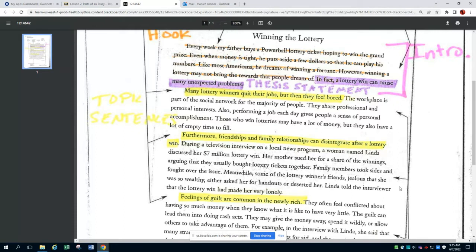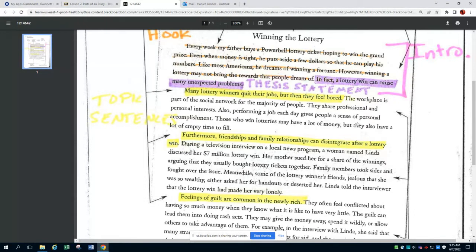Very good, Melissa. The purple sentence, the thesis statement, tells us what the entire body is going to be about. Just like someone said a minute ago, right? It tells us the main idea of the entire essay that we're about to read. A lottery win can cause many unexpected problems. The writer is telling us that this essay is going to be about the unexpected problems. And then the first sentence of every body paragraph is telling us one of the unexpected problems.